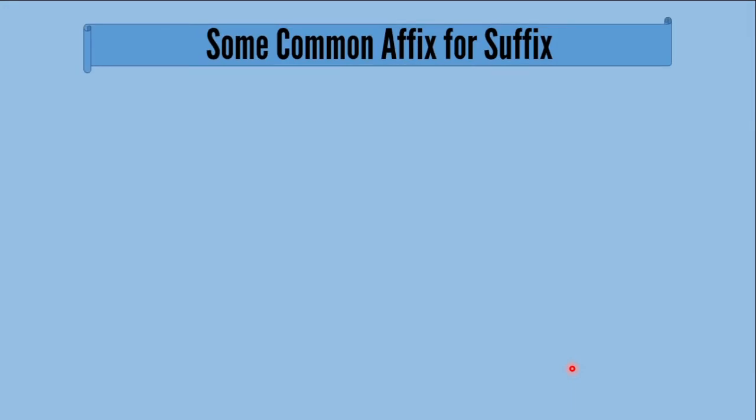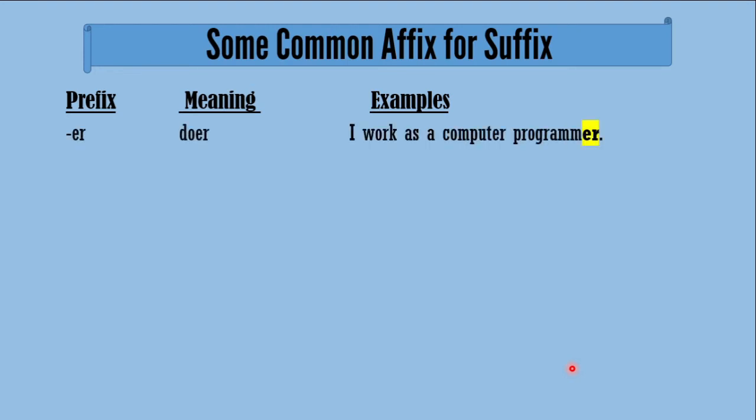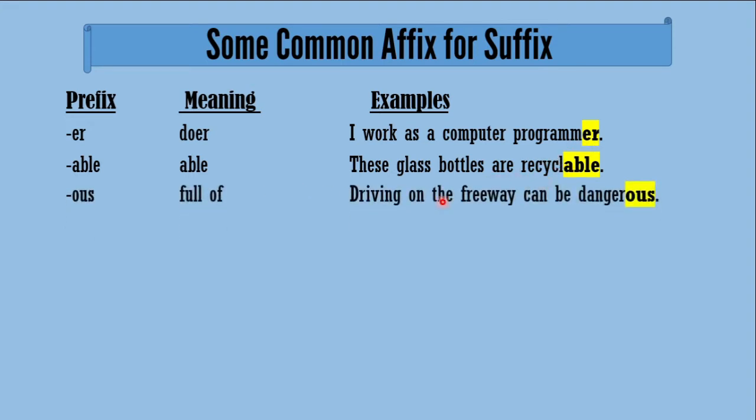So here is some common affix for suffix. যে শব্দগুলো কমনলি ব্যবহৃত হয় সাফিক্স হিসেবে। Er, that means doer. I work as a computer programmer. Able, that means able. The glass bottles are recyclable. OUS, that means full of. Driving on the freeway can be dangerous.